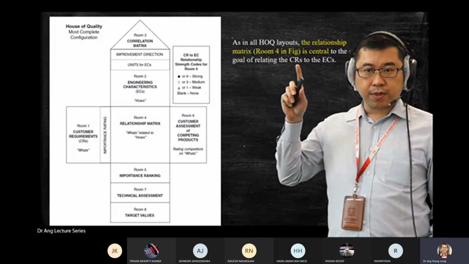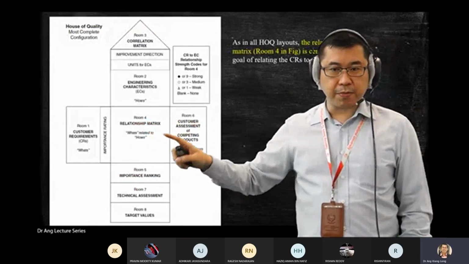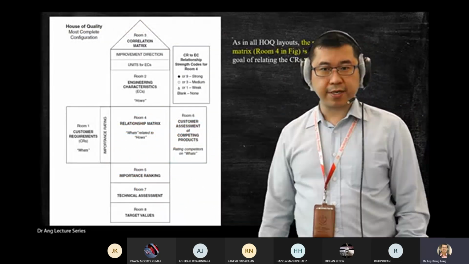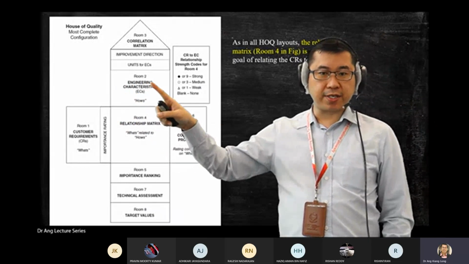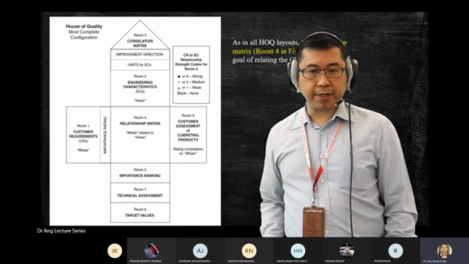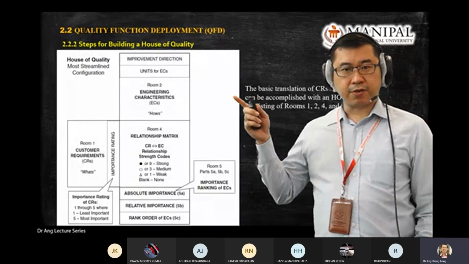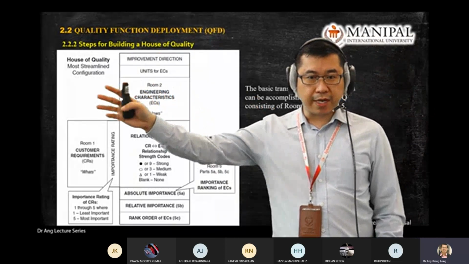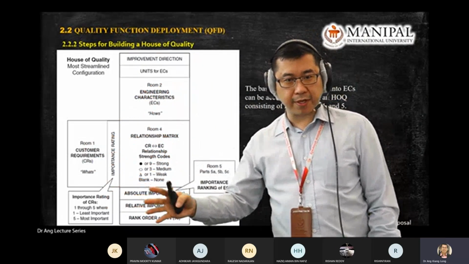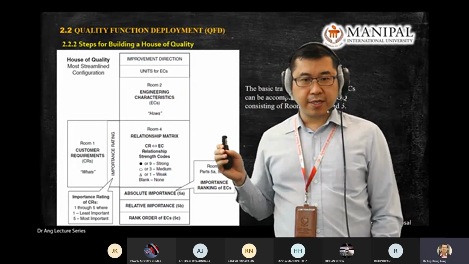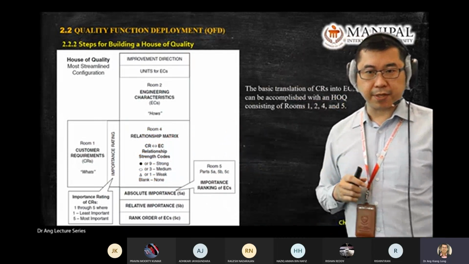So, okay, this one you can see. At the center, this is the most important part that you want to design. This room relates your engineering characteristics and customer requirement. So we're going to build the house of quality here. I give you the template for the house of quality. You're going to build the relationship matrix, room number 4, step by step.